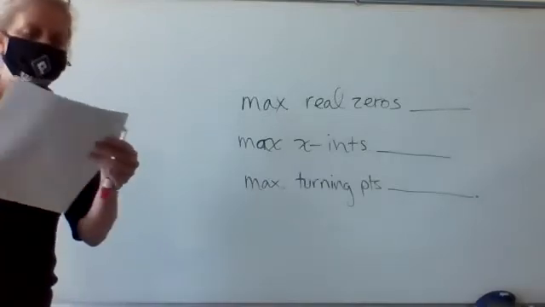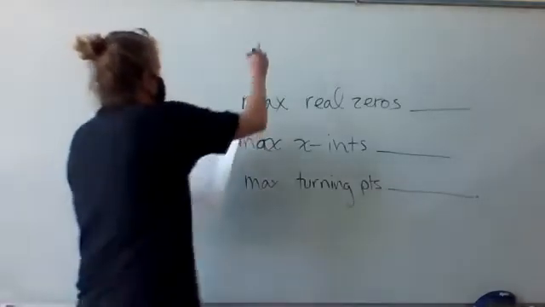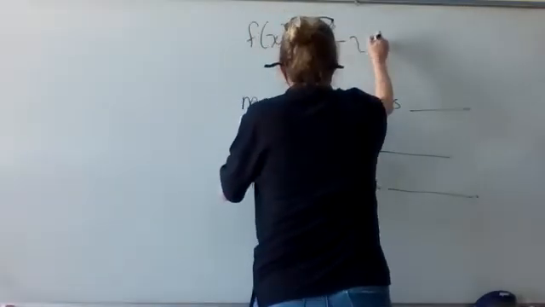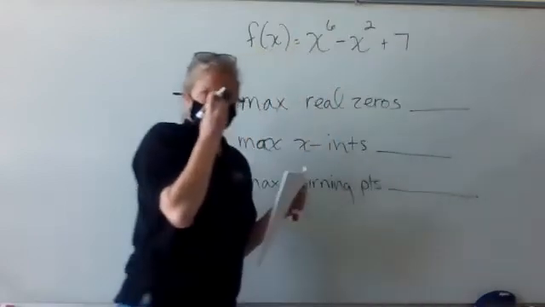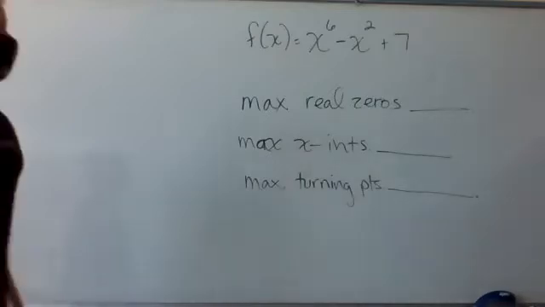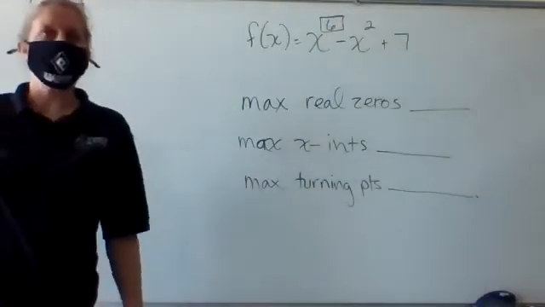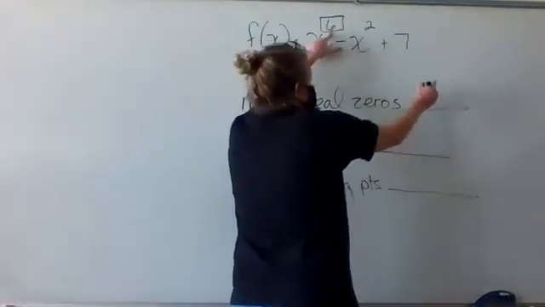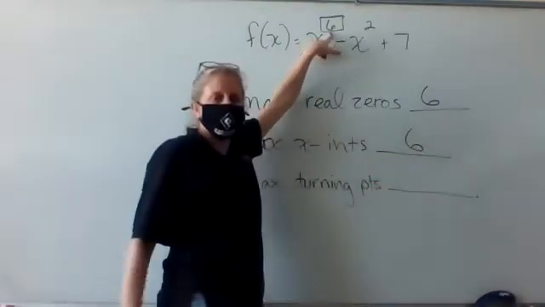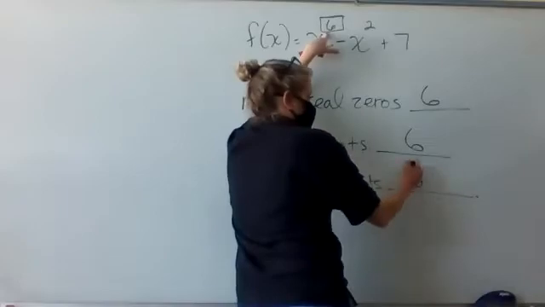So the first one, number 1, says f of x equals x to the 6th minus x squared plus 7. So all you're looking for is the leading term, which is the term that has the highest exponent, which is this one. That answers all your questions, right? Maximum number of real zeros is whatever the highest exponent is. Same with x-intercepts. Maximum number of turning points is whatever the highest exponent is minus 1.